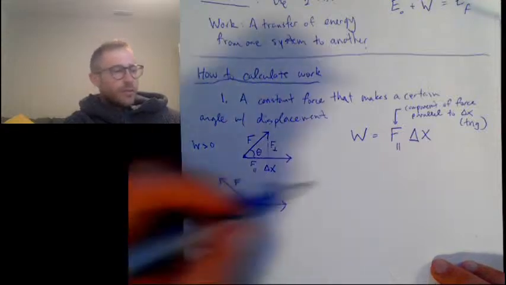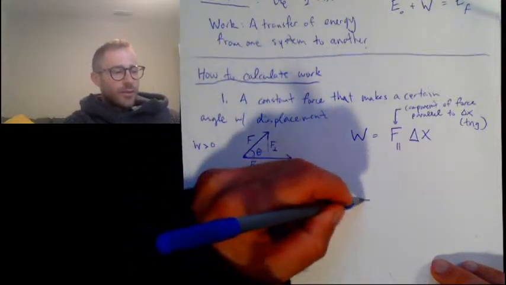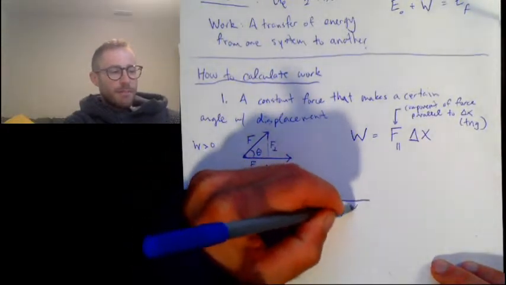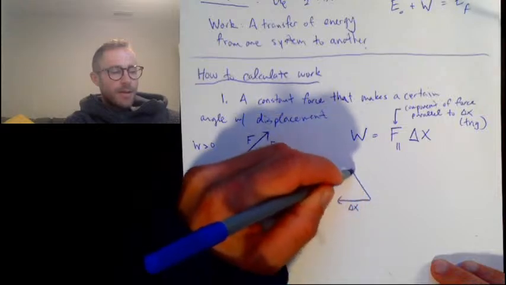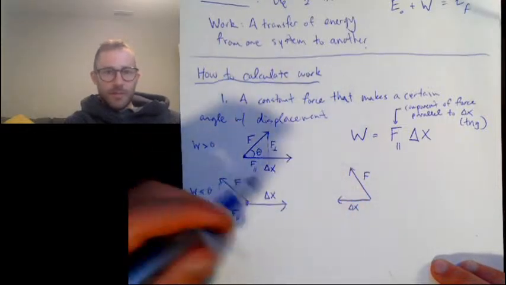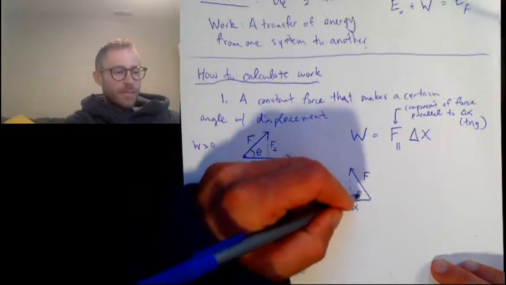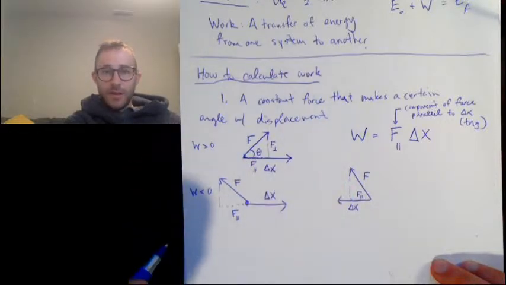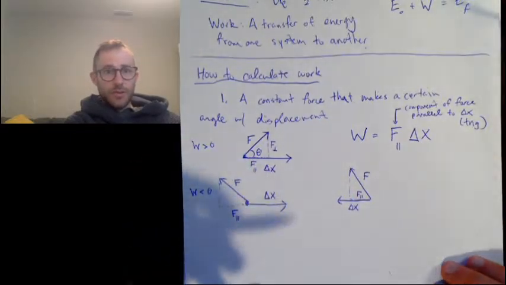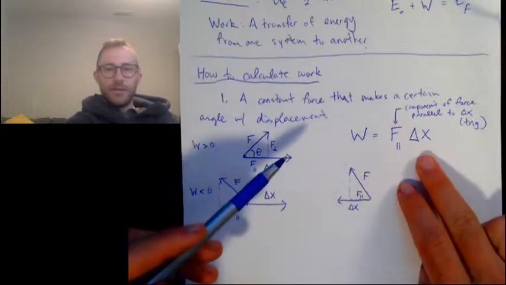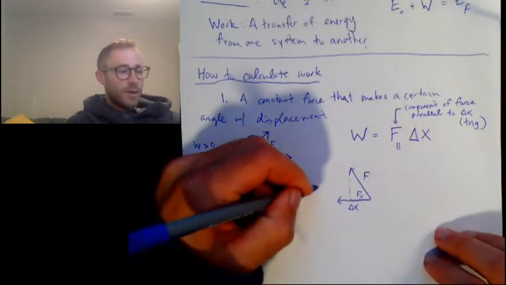We could have a situation like this where you have a displacement this way and you have a force this way. In this case, our F parallel is negative and our displacement is also negative. So we have a negative times a negative, which is a positive. So this would be positive work done.